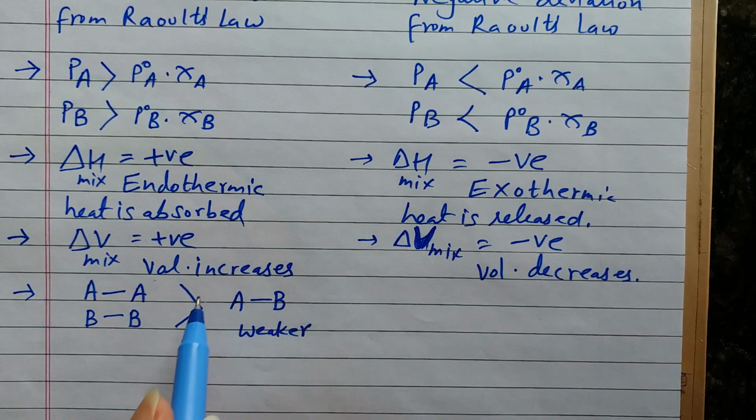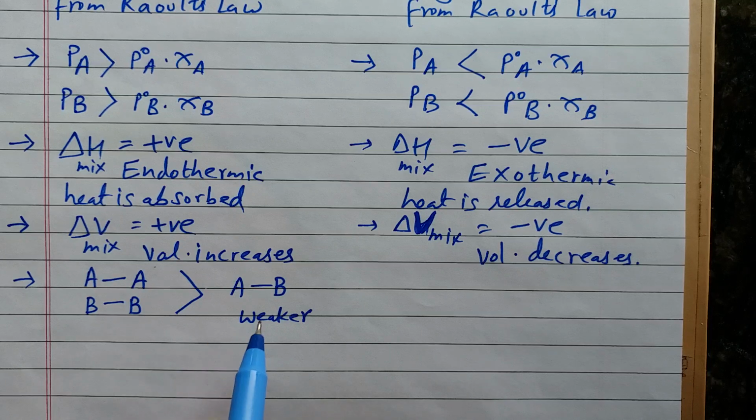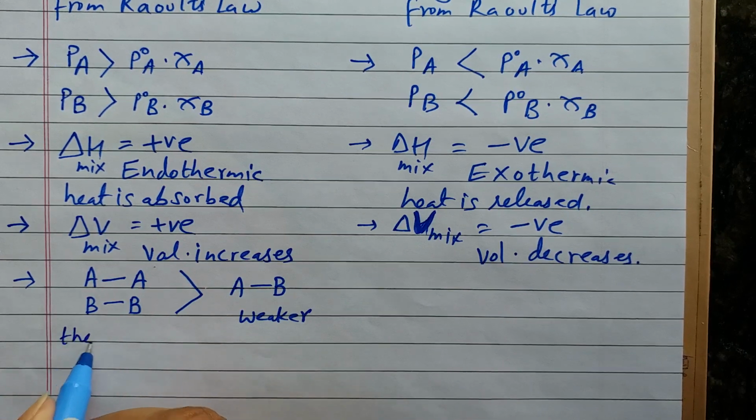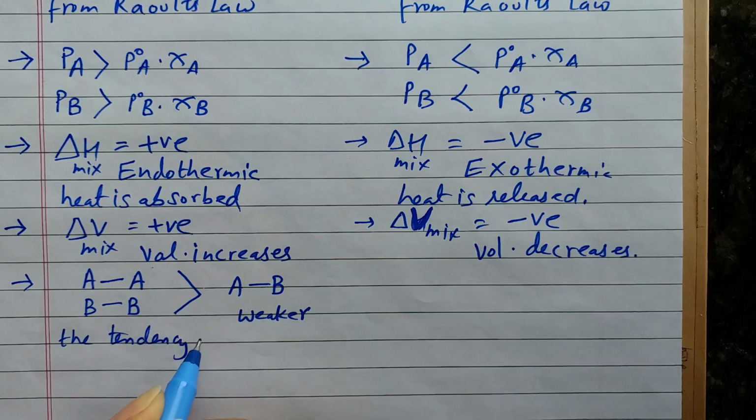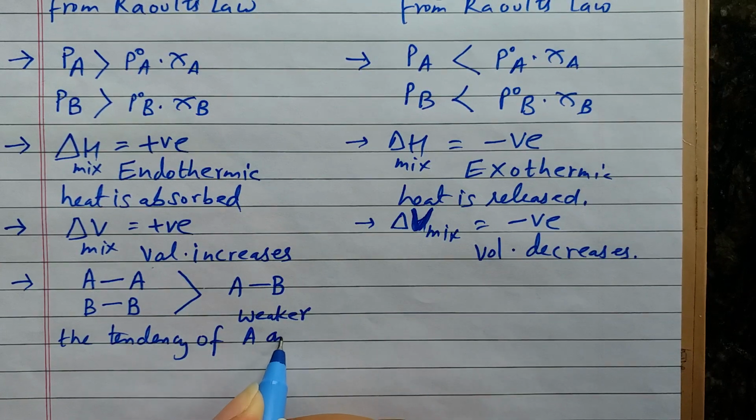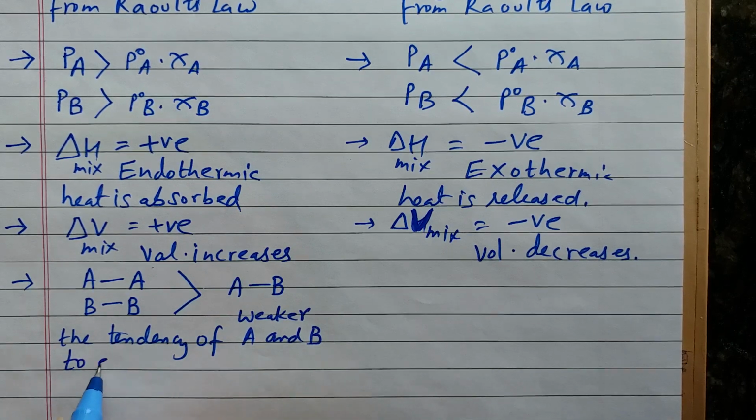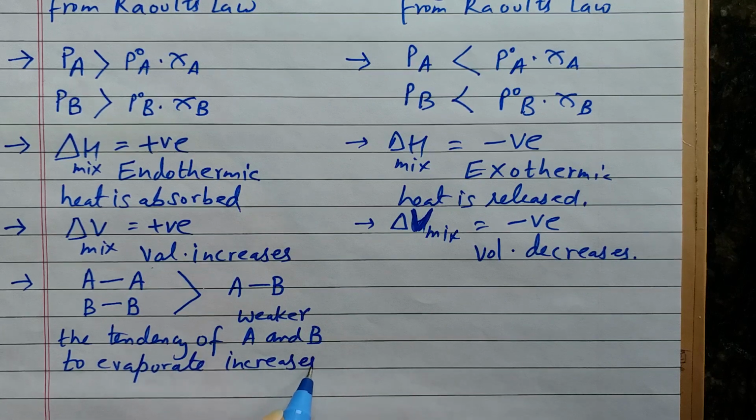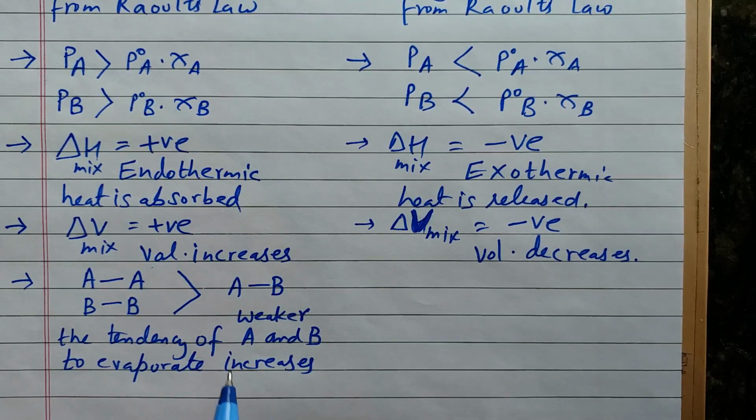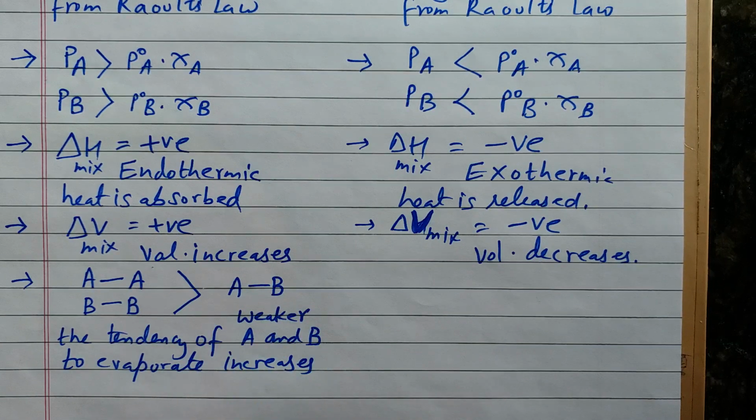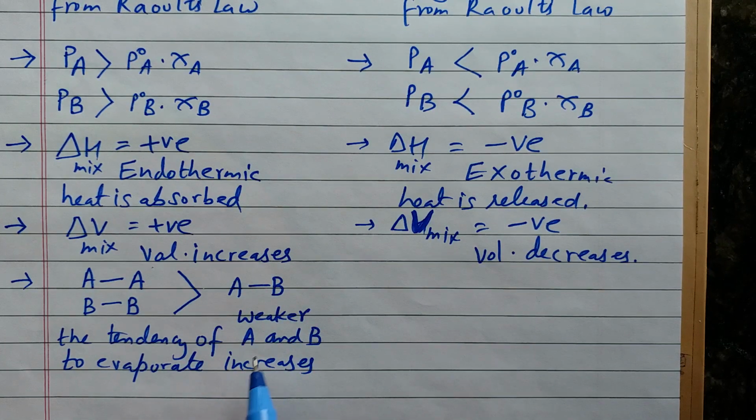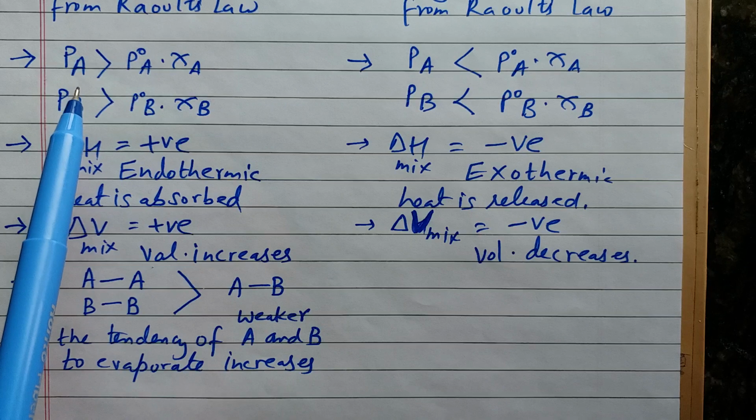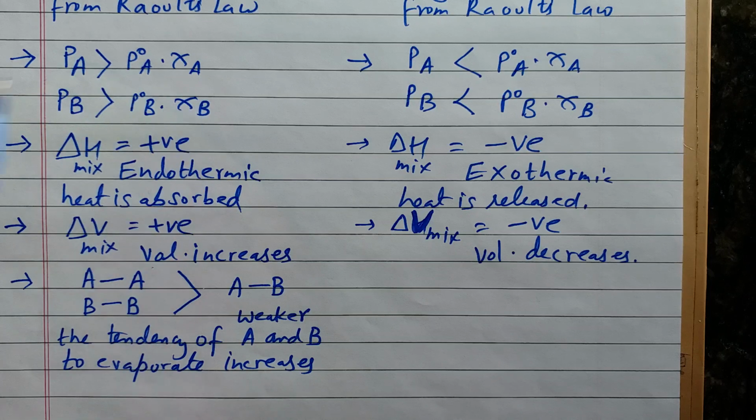Now what happens when the final interactions are weaker? When the final interactions are weaker, the tendency of the particles of A and B to evaporate increases. When the bonds are weak, they break easily, and so A and B will evaporate, and when more of A and B evaporate, the vapor pressure exerted will be more. That's why the actual vapor pressures observed are more than what was expected, right?